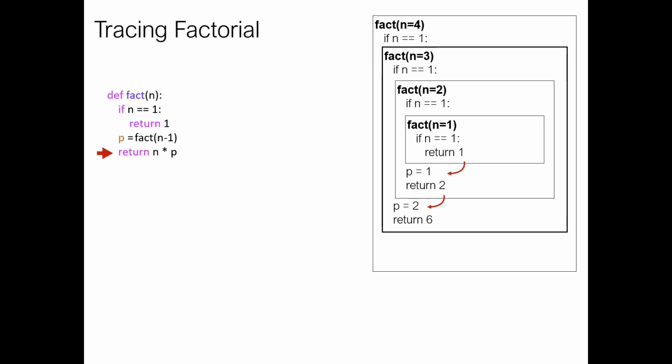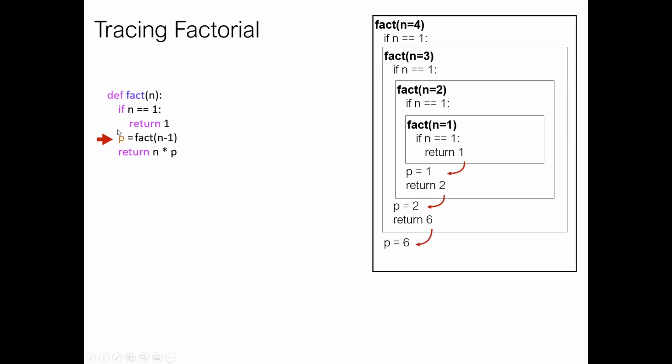That 6 is going to be stored in the p value from the function invocation with n equals 4. So p is equal to 6. I know that n was equal to 4, so my return value is their product, 24, and we're going to return 24.